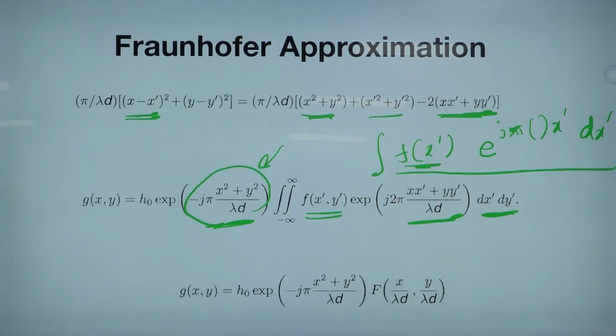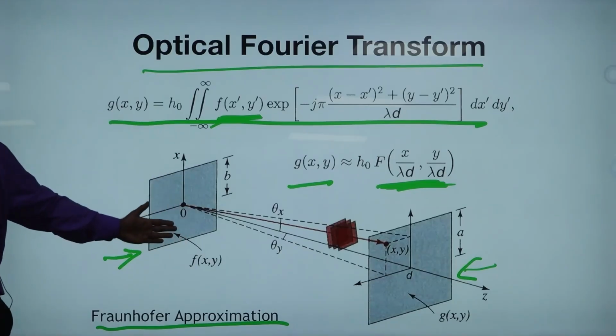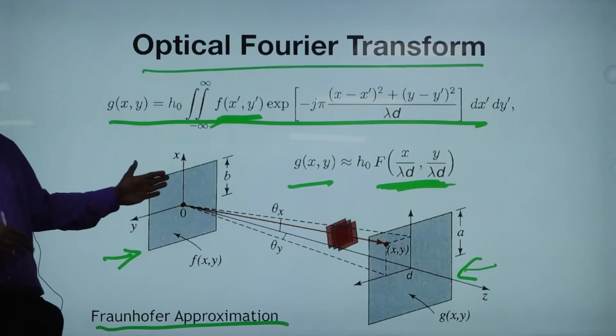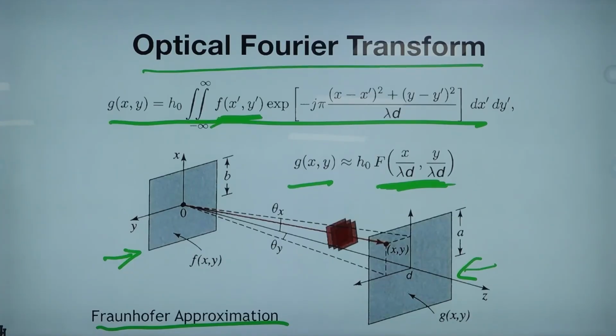F of x, e to the j something x, whether it's kx or fx or omega x, right? This is the definition of the Fourier transform. And basically what we are saying is that what happens to light, under some approximations, is that the field at a certain plane here is the Fourier transform of the field. So if you know the wavefront in one place, the wavefront farther away is proportional to the Fourier transform of the field here. In other words, as light travels, it performs a Fourier transform. Okay, that's really what we are saying.